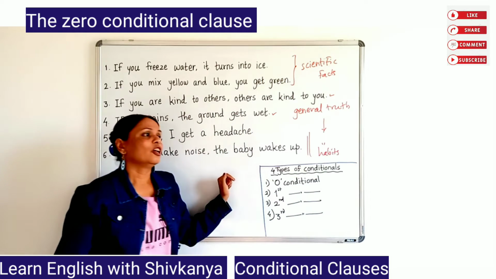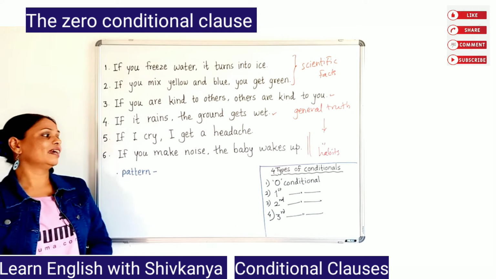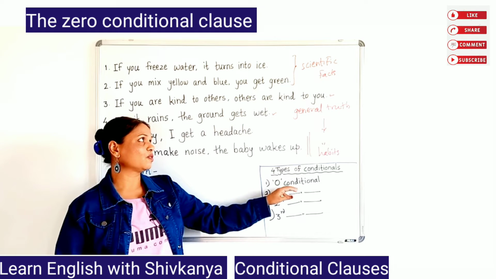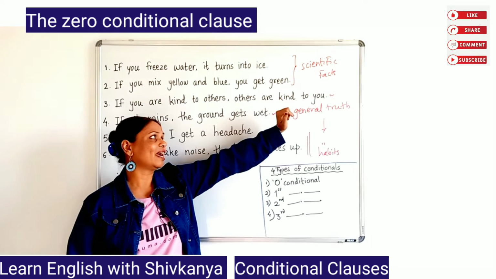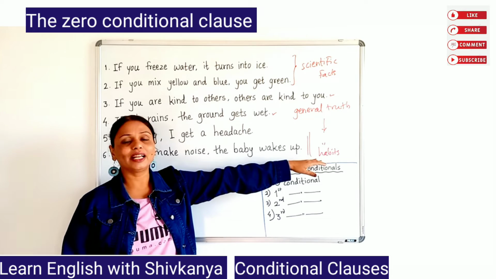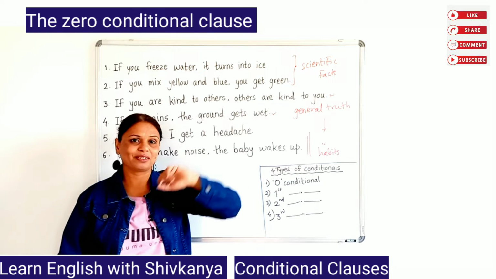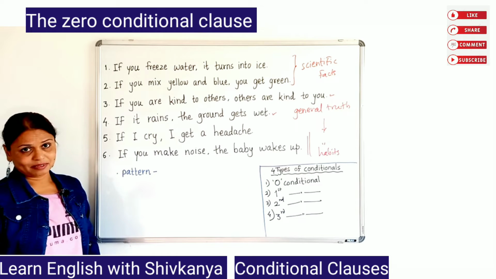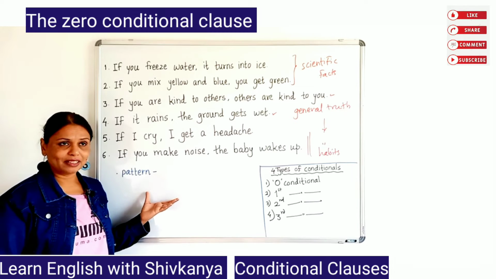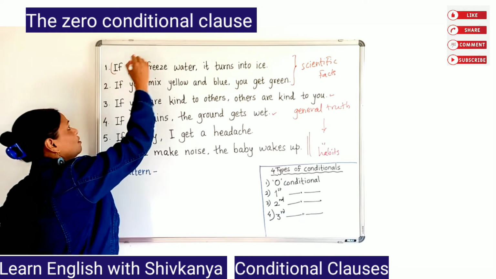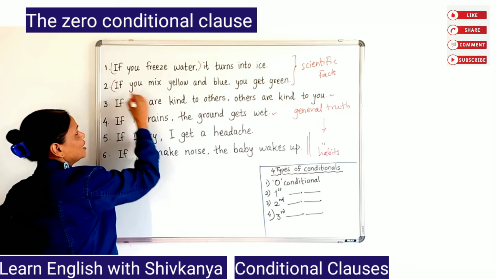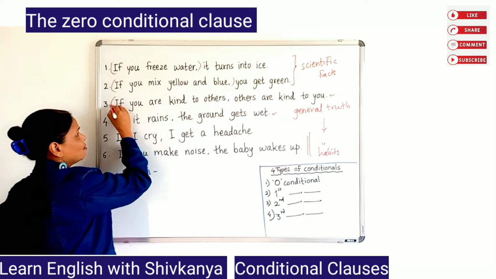Okay. So we can say very safely that a zero conditional is used when you want to state a scientific fact, a general truth, or any present current habit. Now what is the pattern? But before we go ahead to the pattern, we need to understand if clause. In every sentence you will see an if clause.